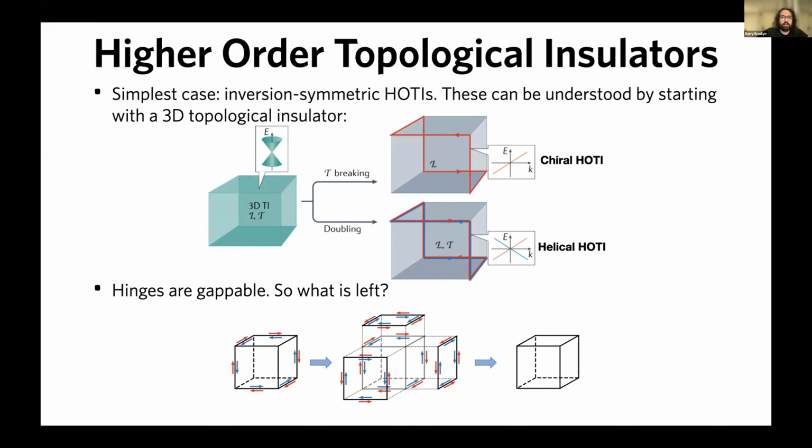So what's left in the bulk? But the way you gap the hinge state is highly non-trivial, right? It's highly non-trivial, but it only involves perturbations on the surface.